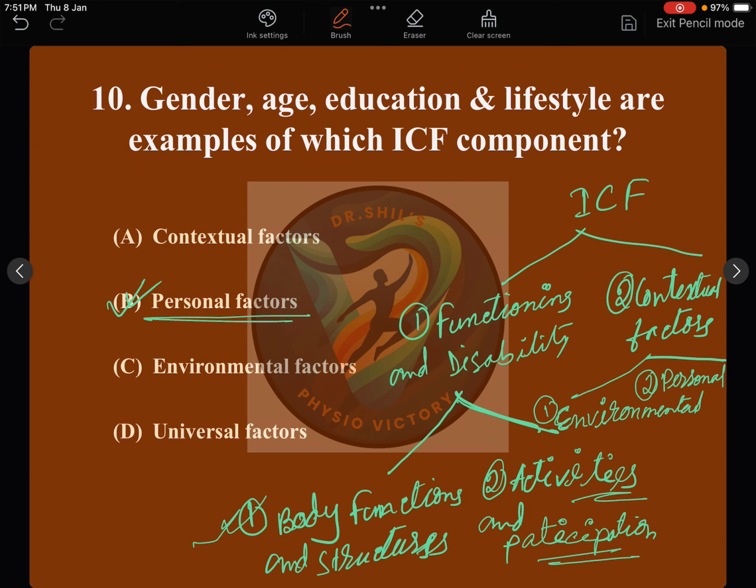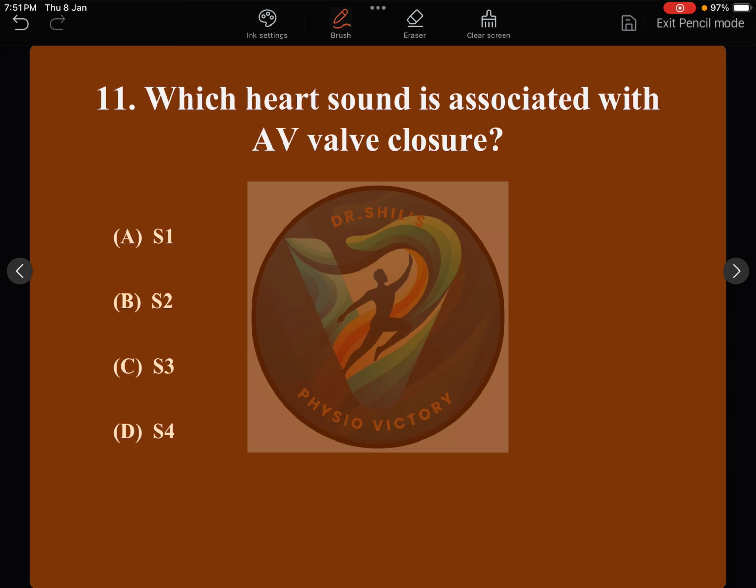Next, come to question number 11. Which heart sound is associated with AV valve closure? Option A S1, option B S2, option C S3, option D S4. Atrioventricular valve closure is option A, S1.